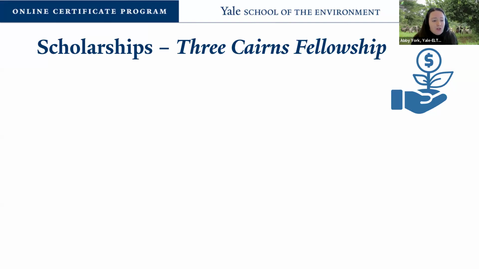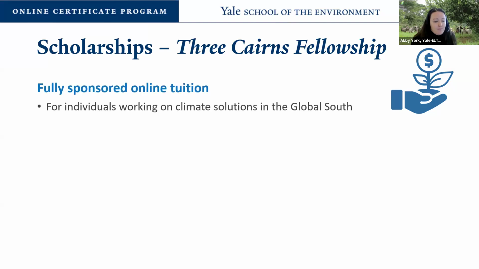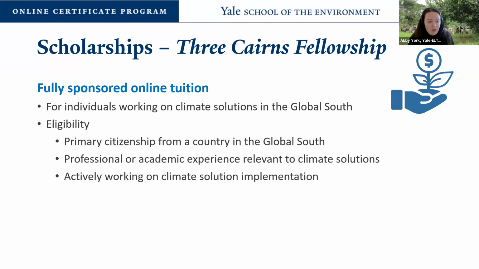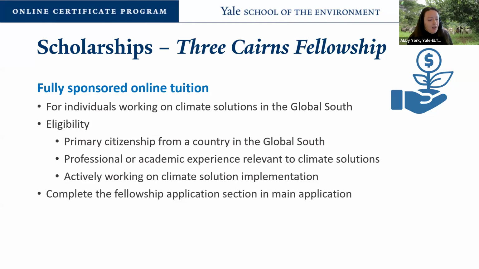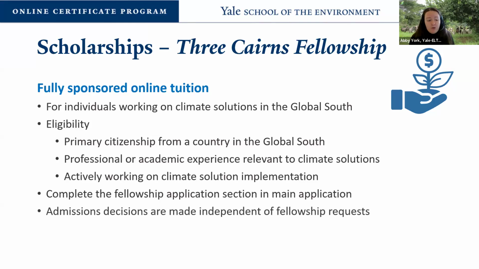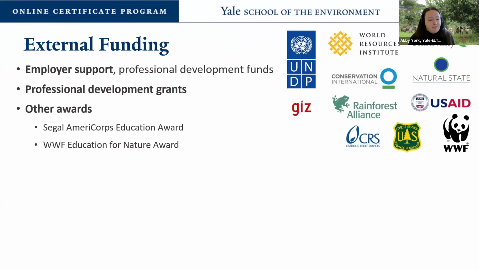We also have the 3 Cairns Fellowship. This is fully sponsored online tuition sponsored by the 3 Cairns program, geared towards individuals working on climate solutions in the Global South. In order to be eligible for this scholarship, you would need to hold primary citizenship from a country in the global south, have professional or academic experience relevant to climate solutions, and actively be working on climate solution implementation. Again, you would need to complete the fellowship application section within the main application in order to apply. And admission decisions are made independent of any fellowship requests.